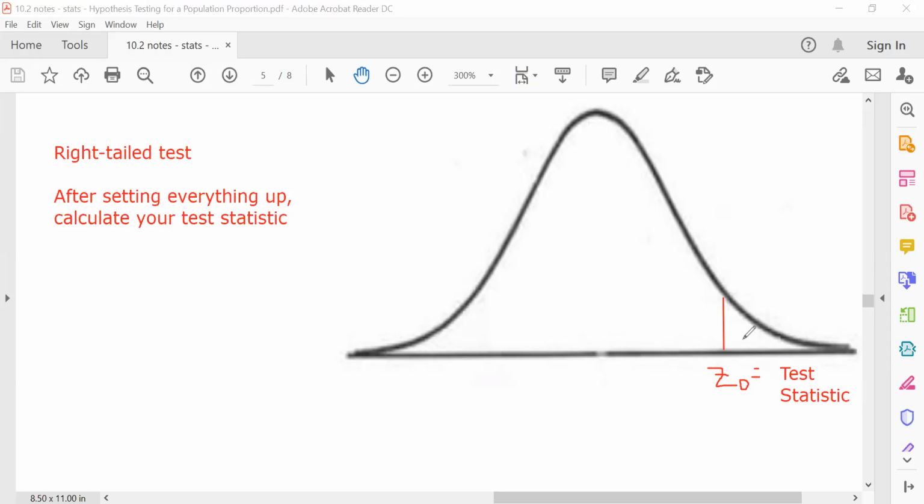Now the p-value is going to be this area right here. This is your p-value, not your O value, your p-value. Thus, your p-value equals the probability of being greater than your test statistic. So a right-tailed test, it's the area to the right of your test statistic.